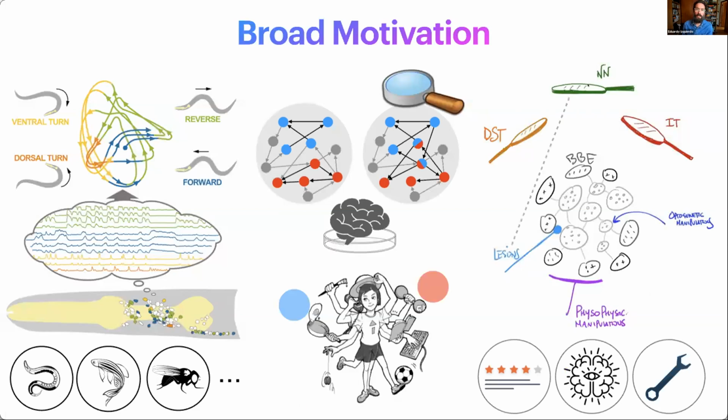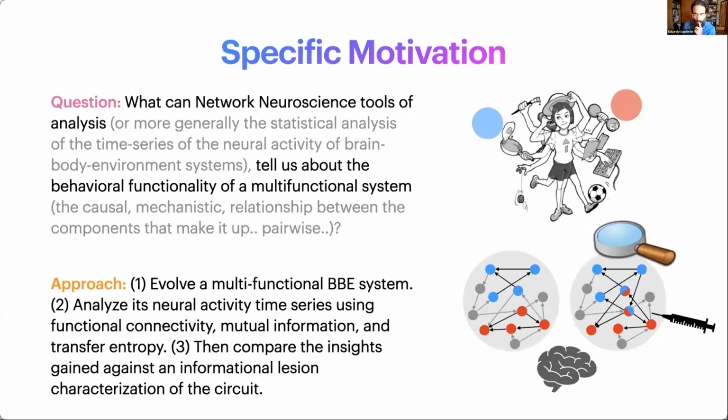More specifically, I'm going to be working on perhaps the most popular network neuroscience tool, functional connectivity, as it relates to informational lesions. So the question more specifically for this ALife contribution is, what can these network neuroscience tools, and specifically functional connectivity, tell us about the behavioral functionality of a multifunctional system as described by informational lesions?